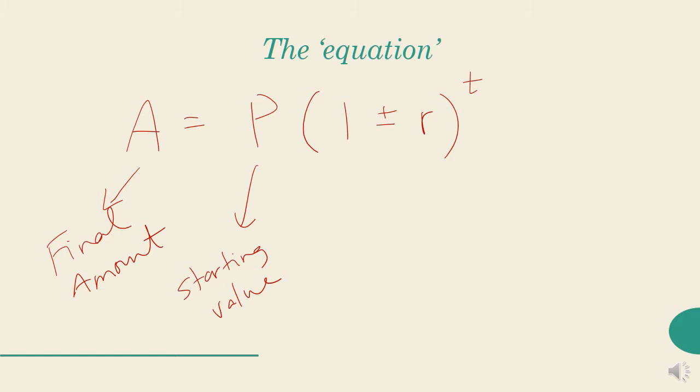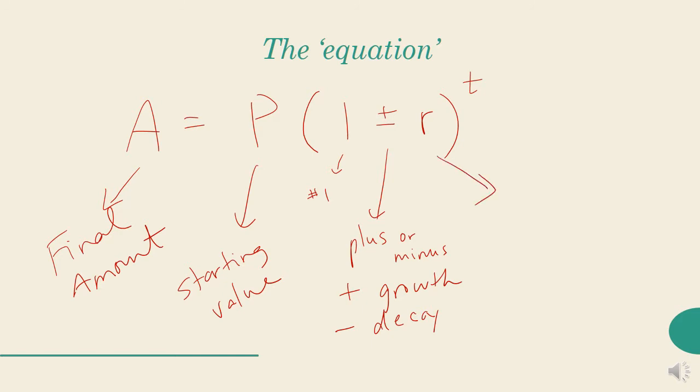The 1, that's just the number 1. This right here is plus or minus, and you use plus for growth and minus for decay. That makes sense because 1 plus some number will be bigger than 1. And we said exponential growth is for numbers that are bigger than 1. Decay, 1 minus some number, that's going to be less than 1. And we said we use decay for anything between 0 and 1.